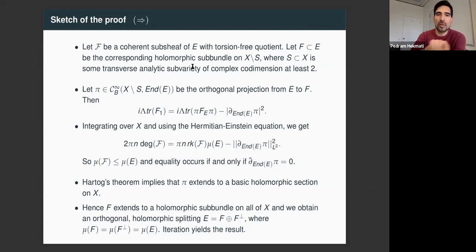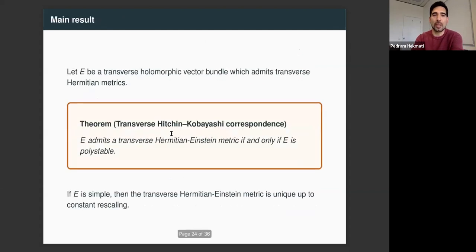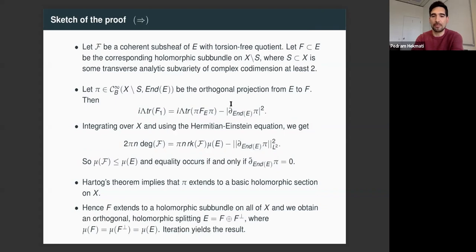So the simpler direction is to show that existence of Hermitian-Einstein metrics implies polystability. So again, given a coherent subsheaf with torsion-free quotient, we know that outside of a transverse codimension 2 subvariety, it's a holomorphic bundle. So let F denote this corresponding subbundle.